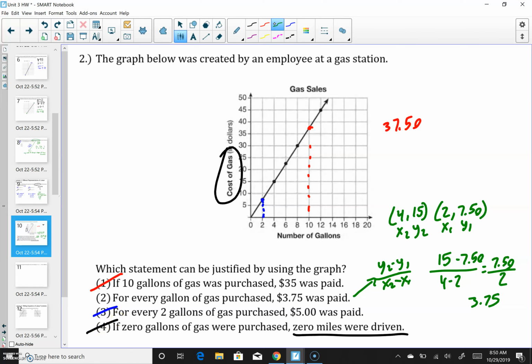There could have been gas in the car already. So you might be able to drive on the gas you already had. So everything here is related to the cost of the gas and what was paid. There's nothing from this graph, and that's a tricky one, that has to do with how many miles you drove. So our answer choice here is going to be 2.